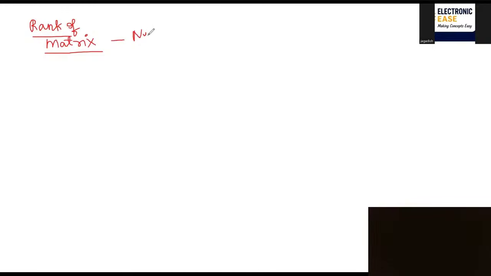The rank of a matrix, they will be calling it the number of non-zero rows in a matrix. We will be calling it the rank of a matrix. This is denoted by rho of A. So the rank of a matrix is the number of non-zero rows in a matrix.